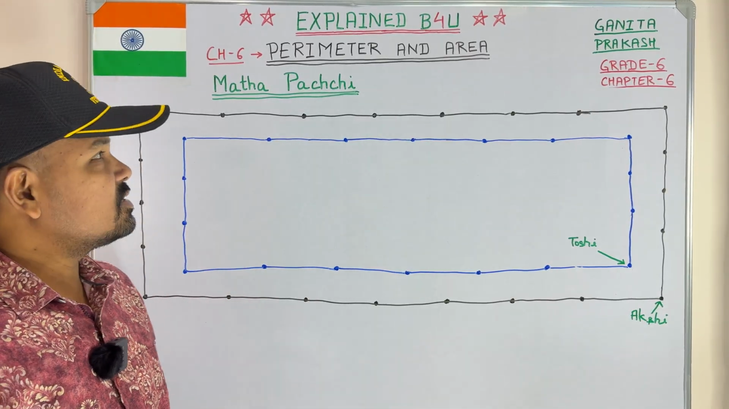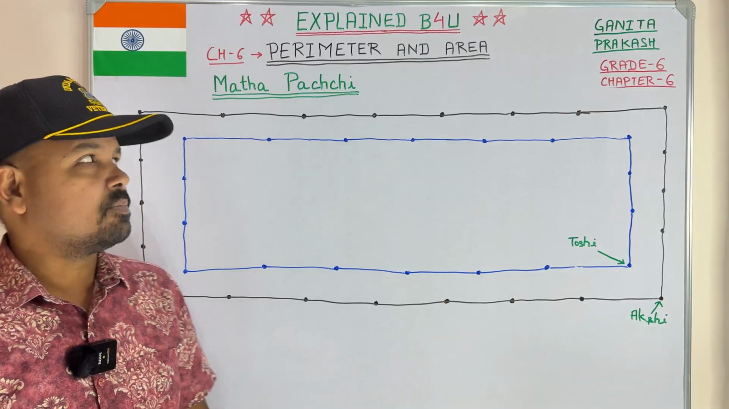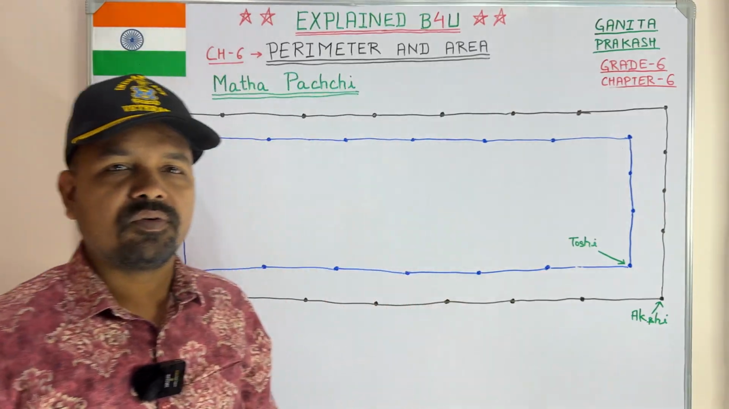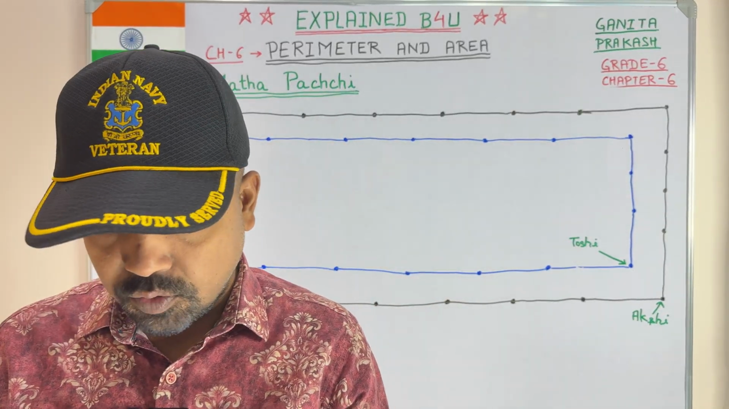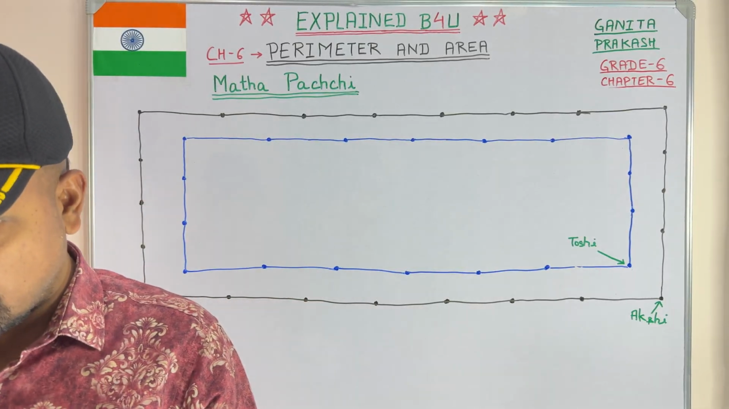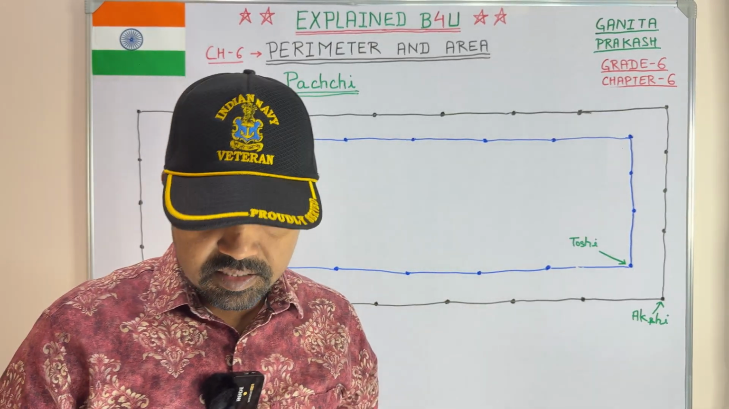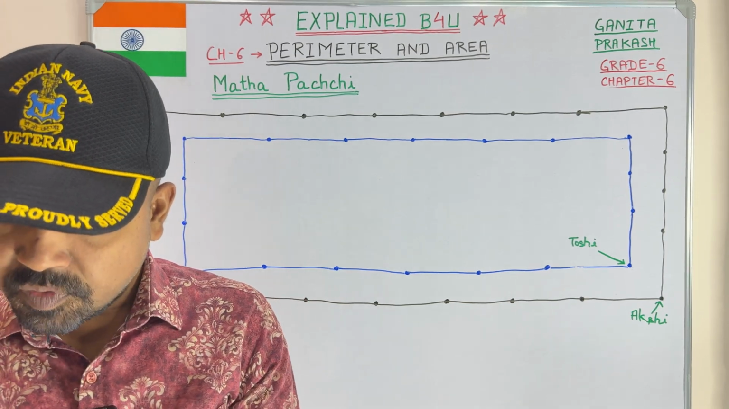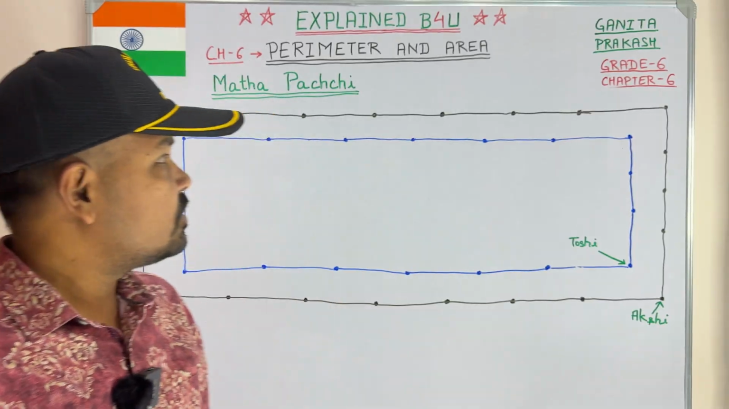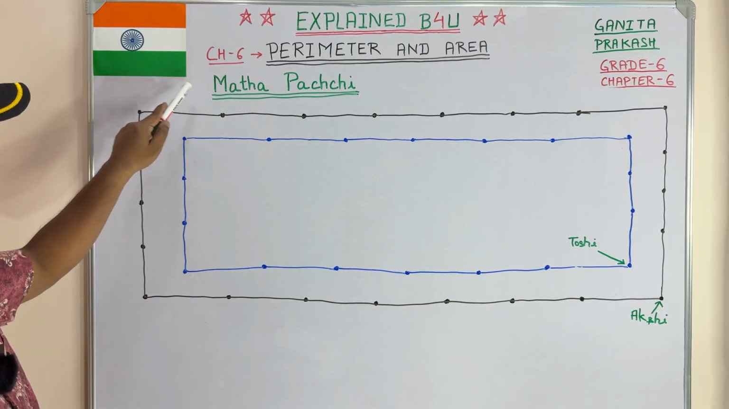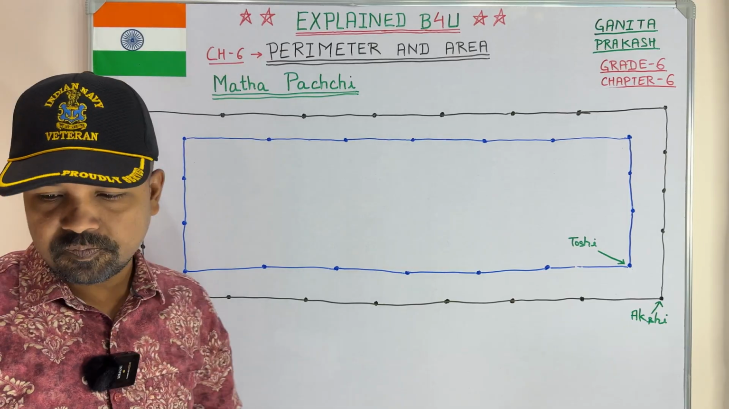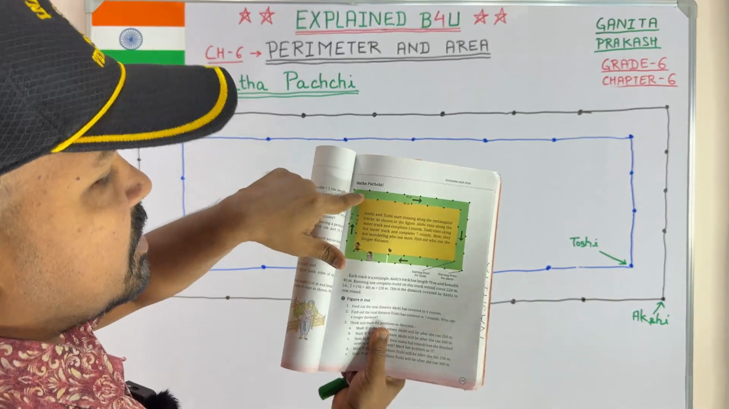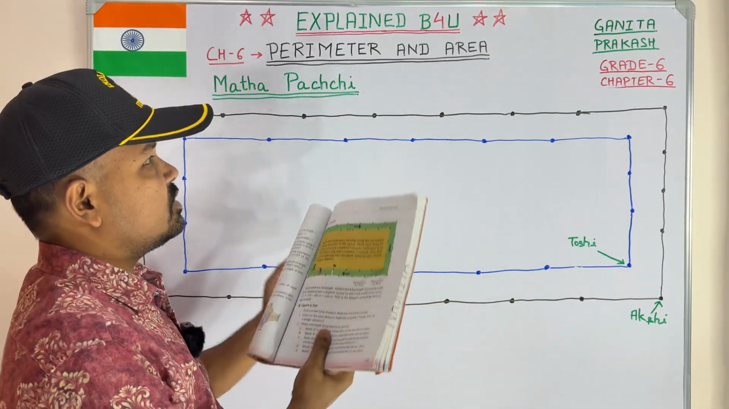Today we will be starting part 6 of perimeter and area, grade 6 Ganita Prakash, NCERT book, page number 132, page number 133. We have covered till page number 132. Now we will be moving towards page number 133, that is Matha Pachi. So I have already drawn the diagram. तो इसमें आप देख सकते हो. According to the question, I'll show you this one. Matha Pachi, page number 133.